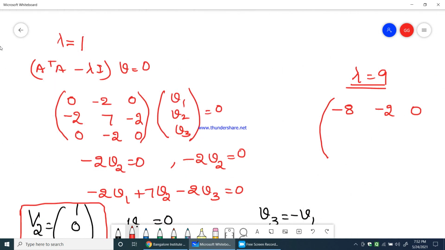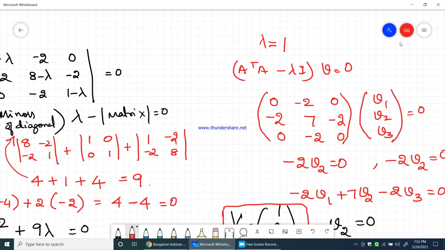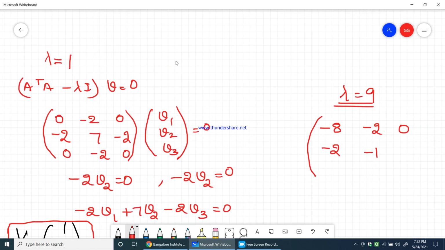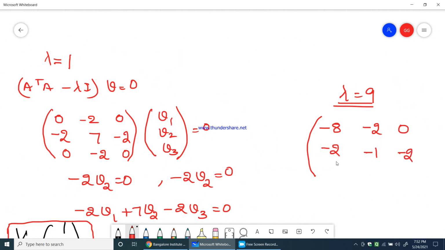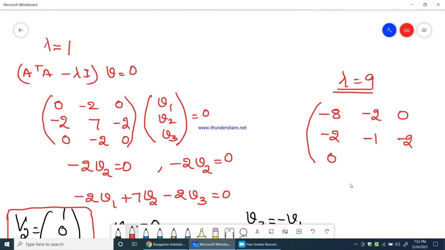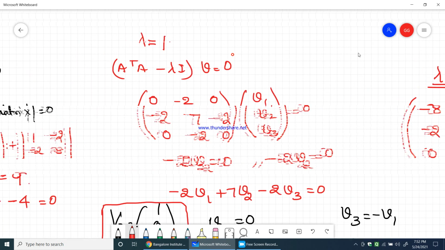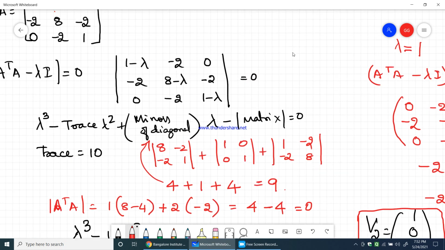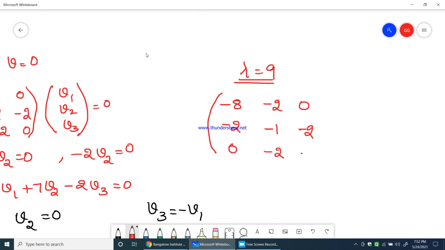minus 2. 8 minus 9, which is minus 1. And minus 2. 0, 0 and minus 2, 0, minus 2 and 1 minus 9, which is again minus 8. So this multiplied by V1, V2, V3 equals 0.